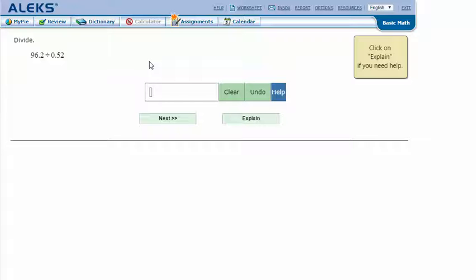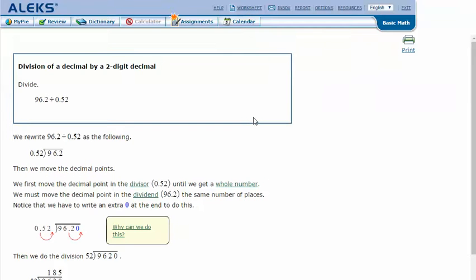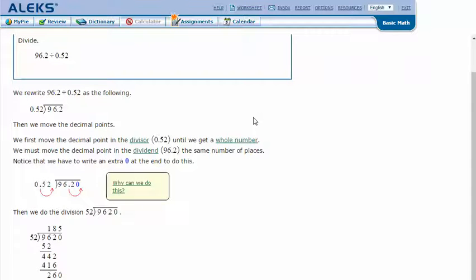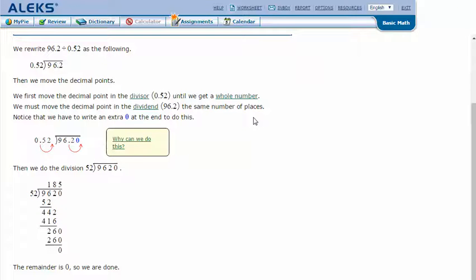Here is an example problem. 96 2/10 divided by 52 hundredths. Let's click Explain. We rewrite 96 2/10 divided by 52 hundredths as the following. 96.2 is the dividend and 0.52 is the divisor. Then we move the decimal points.